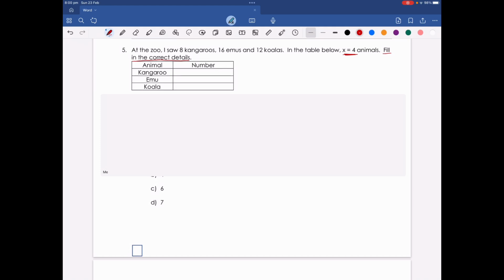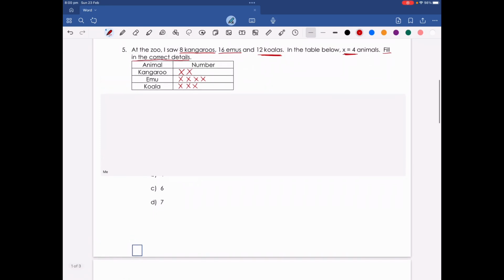Alright, so let's fill in the table with the information above. So we've got 8 kangaroos, and we need to represent that with X's. So we've got 4 kangaroos, 8 kangaroos, just like that, easy peasy. 16 emus. Well, let's do that. 4, 8, 12, 16. Alright, and let's go on to our koalas. 12 koalas. 4, 8, 12.